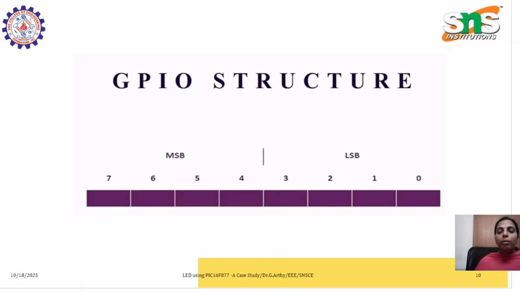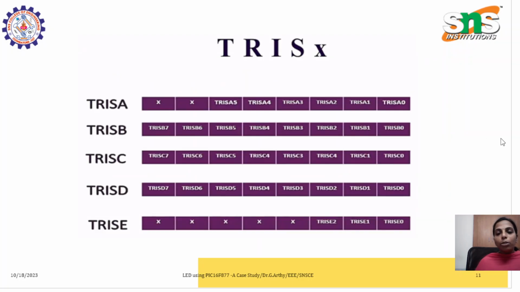For this, we basically need two registers. One is the port registers and the second one is the TRIS registers. PIC16F877 is an 8-bit microcontroller, and so all these registers also have 8 bits. So here, this is the general structure which has 8 bits. Now coming to the TRIS register.